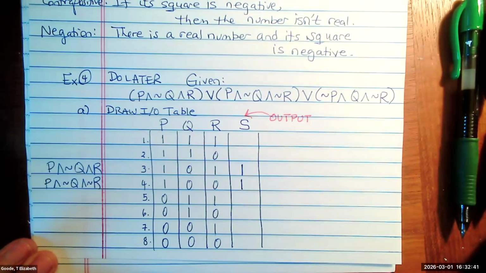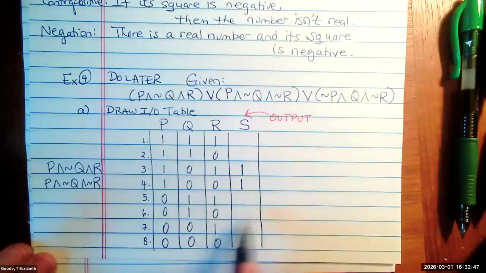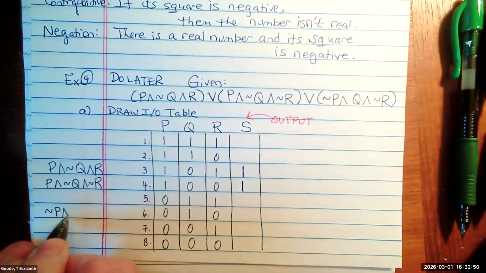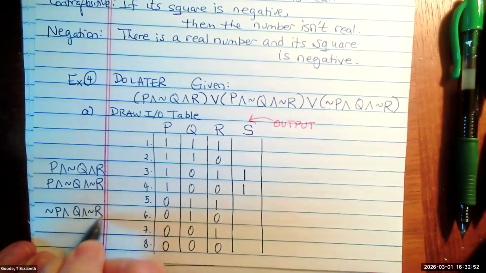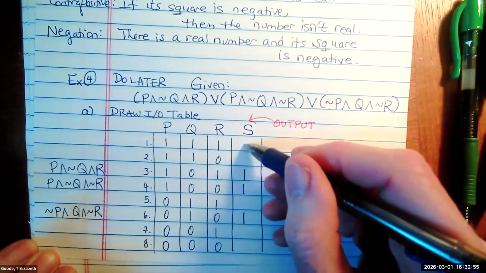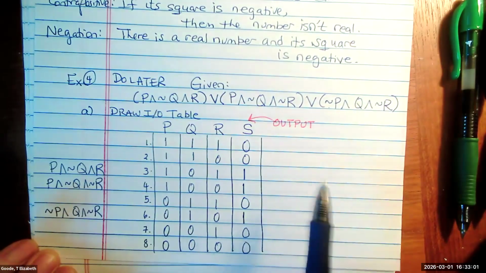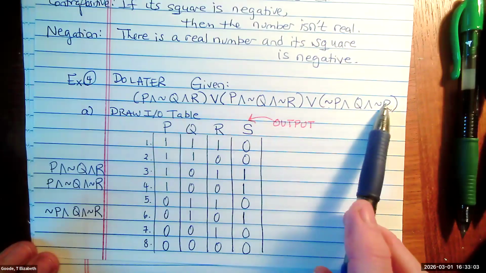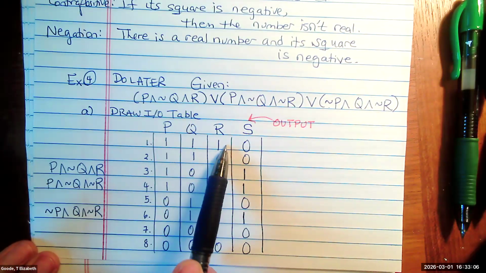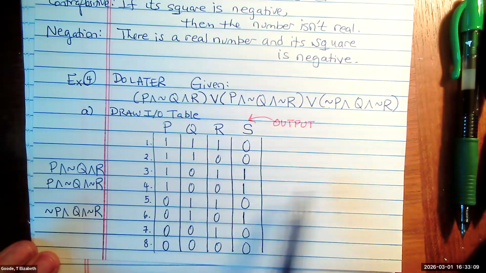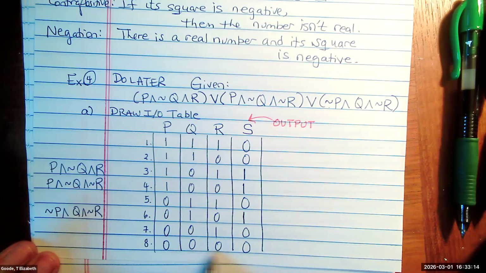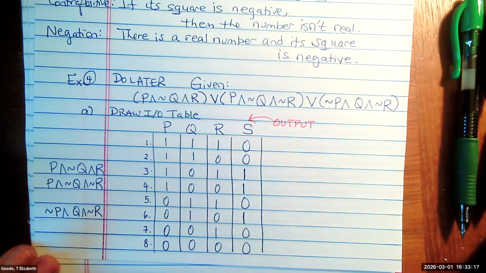Where else should we have S equal 1? What other row? Row 6. Not P and Q, not R. Yeah, we had that in our homework, didn't we? All the other rows have 0 for output because this expression does not include P and Q and R, doesn't include P and Q and not R. It doesn't include not P and Q and R or anything for these last 2 rows either. It just tells us exactly when the output should be hot.